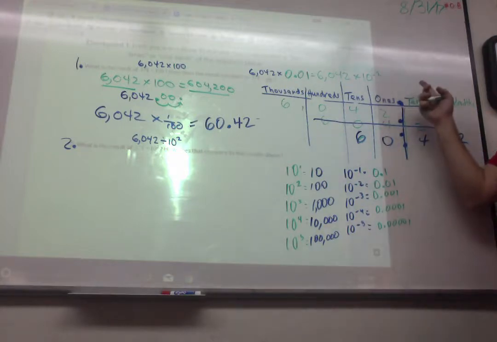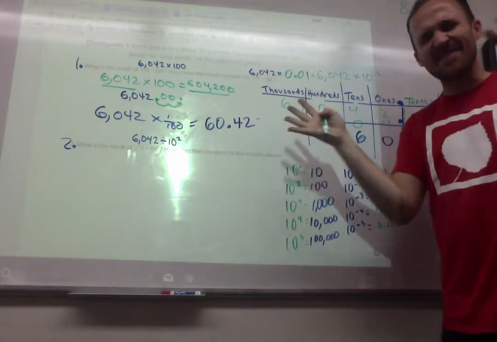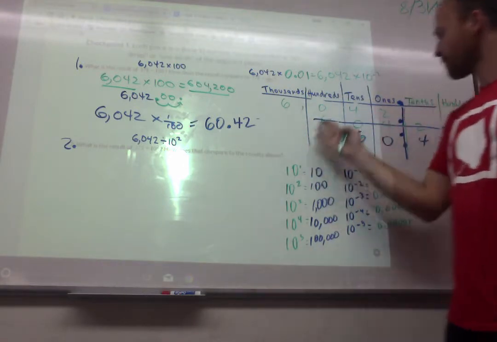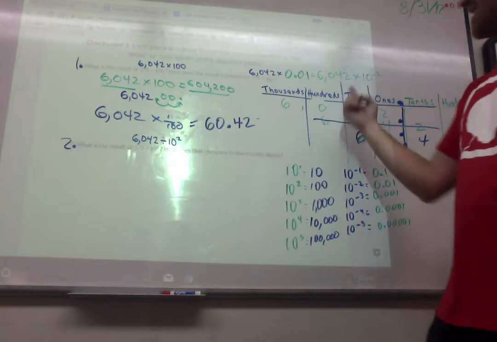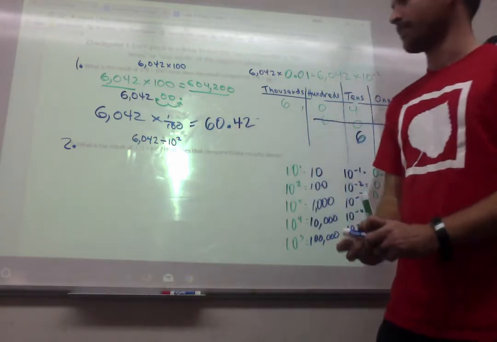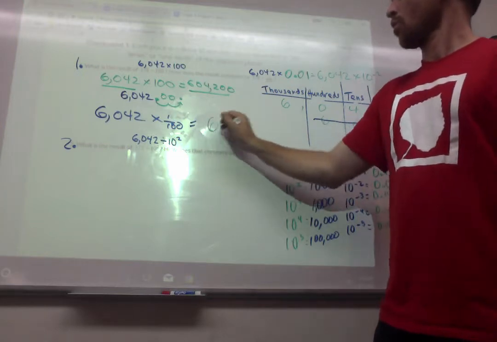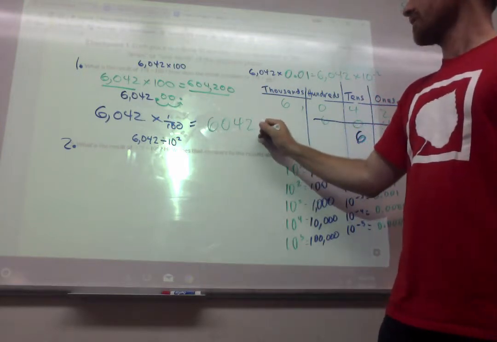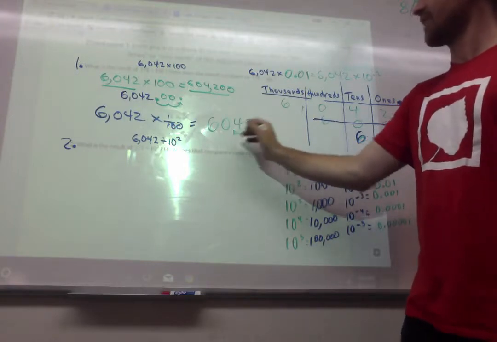What happens when I multiply something by a power of 10? I can think about moving the decimal point. You can now start to think about moving the digits within a place value chart. What happens? Well, the same thing happens that you saw here. The decimal point was here, and it moves 1, 2 place values to the left.